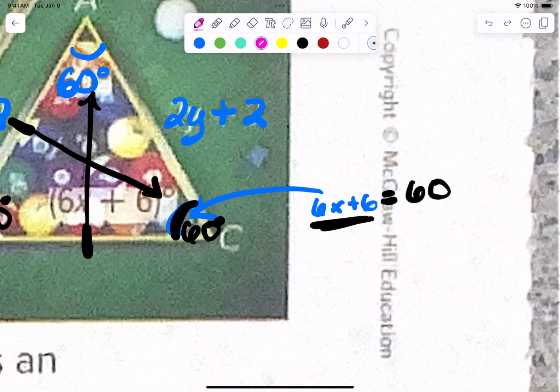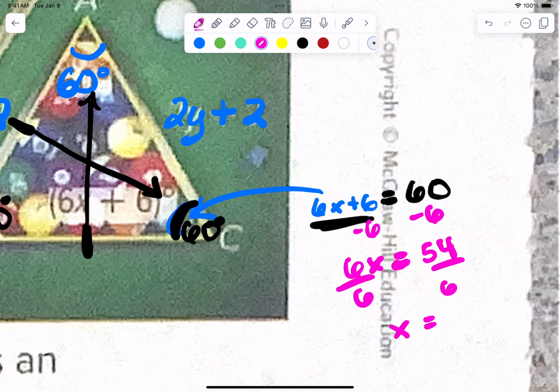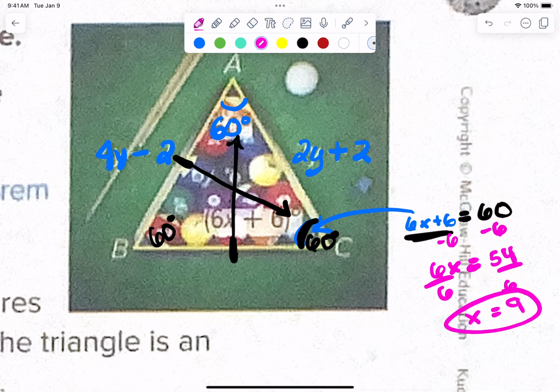Okay, what shall we do first? Minus 6. 6x equals 54, and then divide by 6. And that is 9. X is 9. Okay? All right, now for y's.